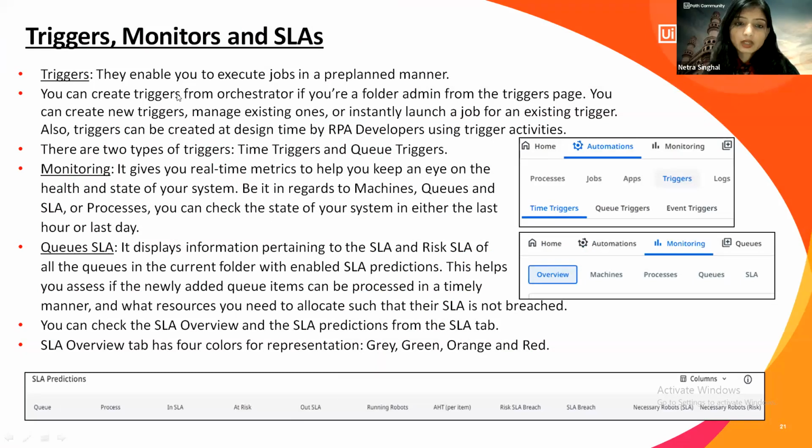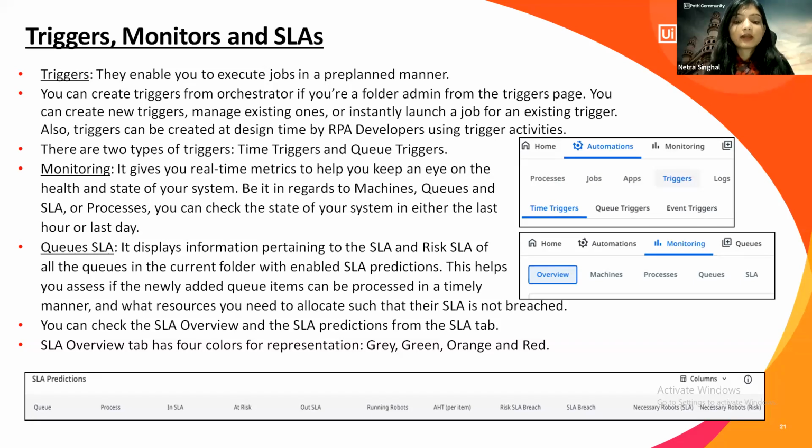A trigger, as you can understand from the word, is triggering some job in a pre-planned manner, executing a job in a pre-planned manner. So you can schedule it based on the time you want to run it, daily, or you want to run it once in a month. Any kind of trigger you can set.